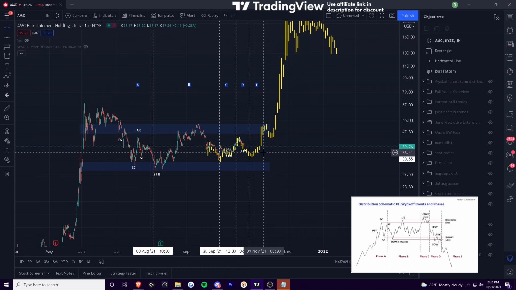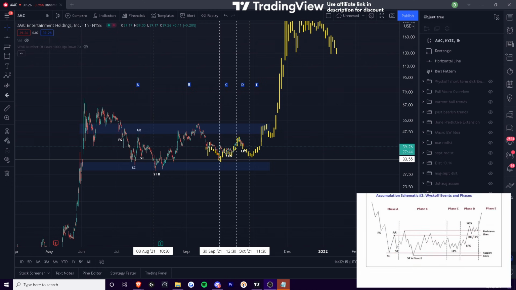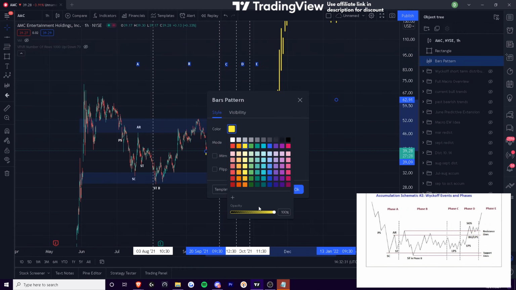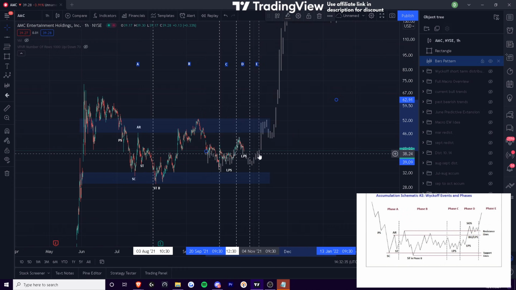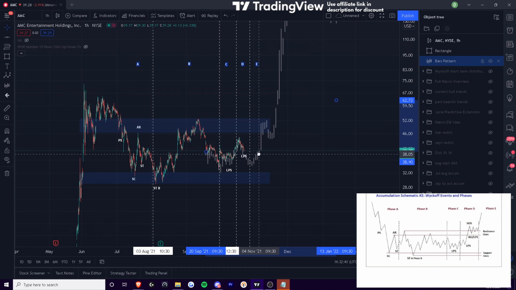Okay, so I would say that this sort of downward move would suggest that this last point of support in phase C was not, in fact, a last point of support in phase C. What do I mean by that? And let me make this bars pattern a little bit clearer so that it's not so invasive on what we're trying to do here. Or maybe I could even move it out of the way. No, I want to keep it.